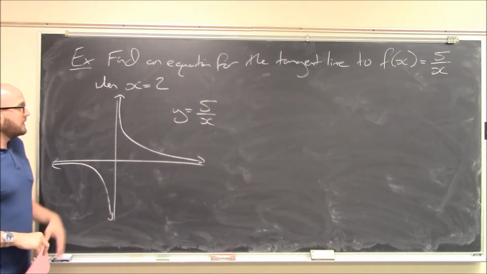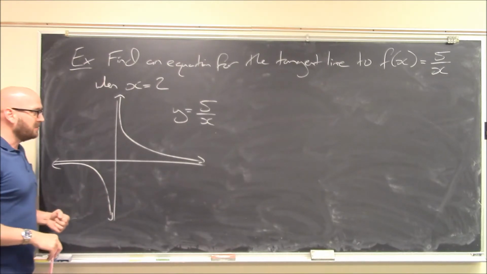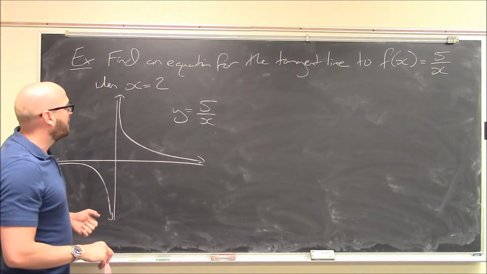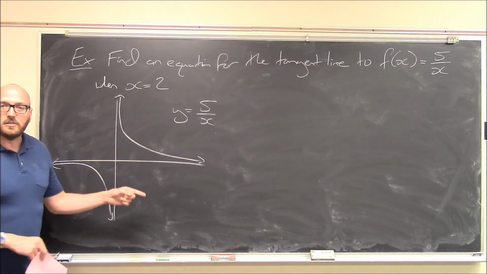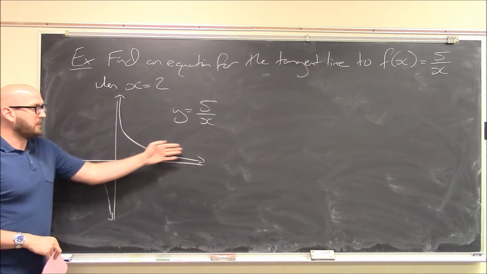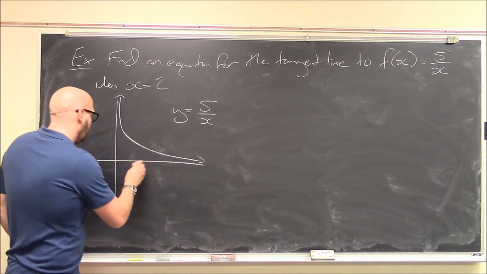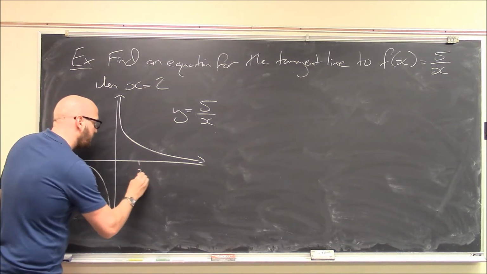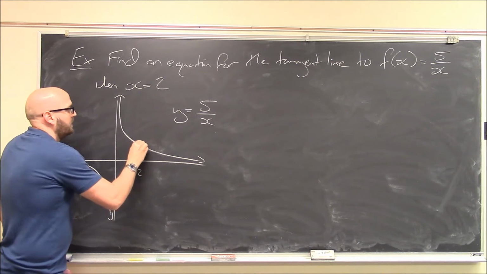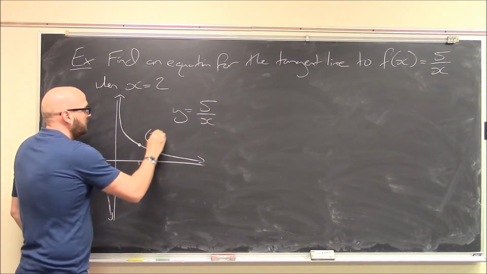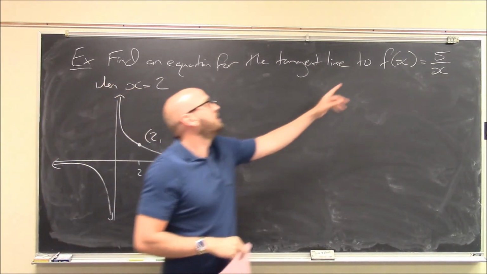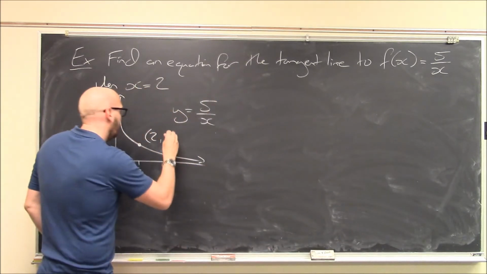How do I know that? Well, because like I said, it's good to have some basic graphs in your mind memorized, and this is what the graph of 1 over x looks like. So 5 over x just multiplies everything by 5. It looks basically the same. And we want to come in here. We've got 2. What's the y value here? If this is 2, what's the y value? Well, it's 5 over 2, 5 halves.